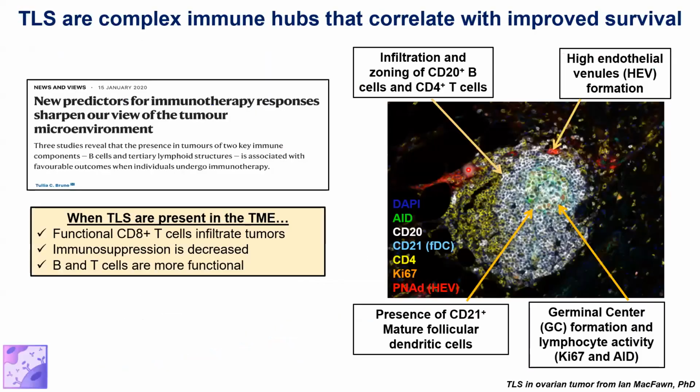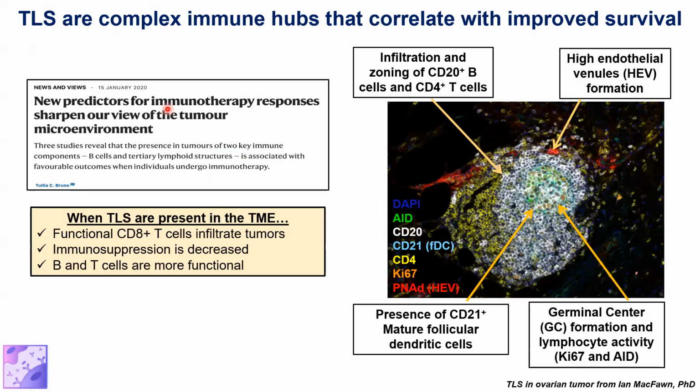And here are the data that really, I think, brought TLS back to the forefront of immune oncology. There was a series of papers in 2020 that is highlighted here in a News and Views that I was invited to write for those papers. They really demonstrated that having these structures in patient biopsies or tumors at baseline correlated with better response to immune checkpoint therapy. And this was primarily PD-1, CTLA-4, or a combination of the two.